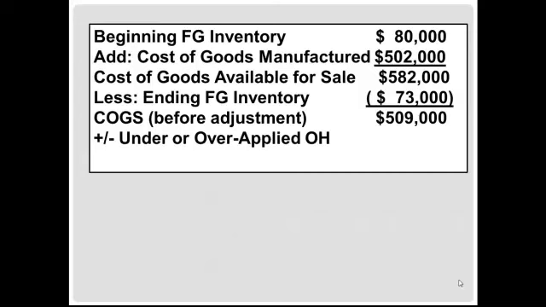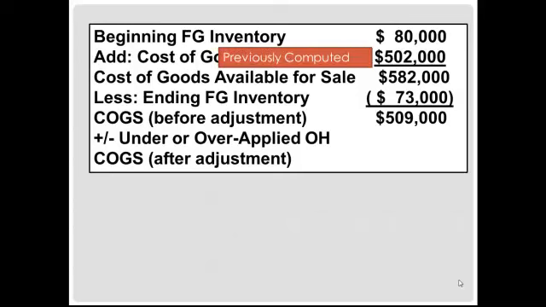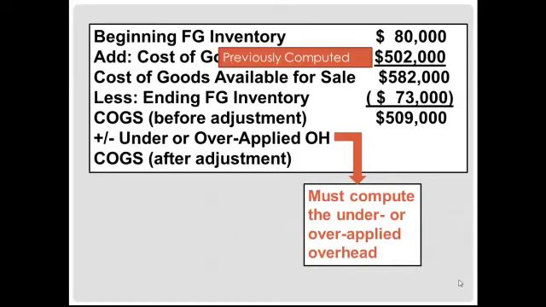We'll need to find our under or over applied overhead to get the adjusted cost of goods sold, because that's, again, what goes on the income statement. Now remember, normally you have to compute cost of goods manufactured, but in this problem it was given. Normally it would be previously computed and you would just feed it into this schedule. To get our under or over applied overhead, we're going to have to compute the amount of this.